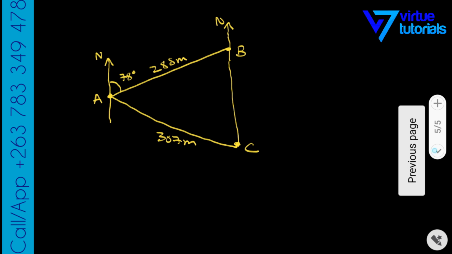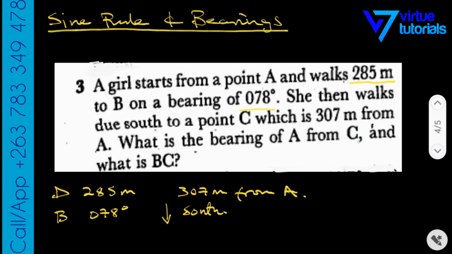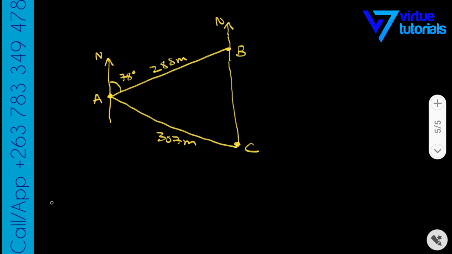Now, we are asked, find the bearing of A from C. So we are going to measure the bearing from C. If we look at the situation we have here, allow me just to extend that a little bit. The bearing of A from C will be the clockwise angle at C all the way round, like this. This is the line joining C and A.